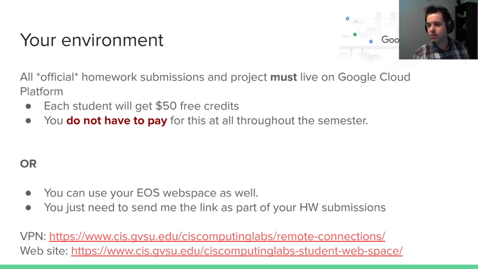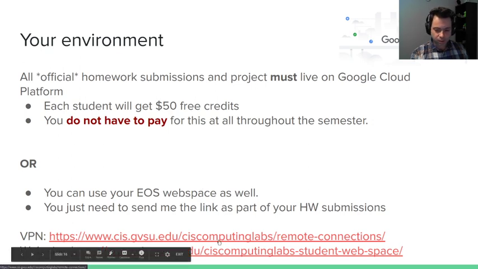Normally in the past, I've made people just use Google Cloud. Some people got it, some people didn't. I'll just make the offer available if anybody wants it, and I'll be sending out an email with the coupon link for that. Some links here at the bottom if you have no idea what I'm talking about with this EOS thing. If you're off campus, you need to be on the VPN for one. So here's how to connect to the VPN.